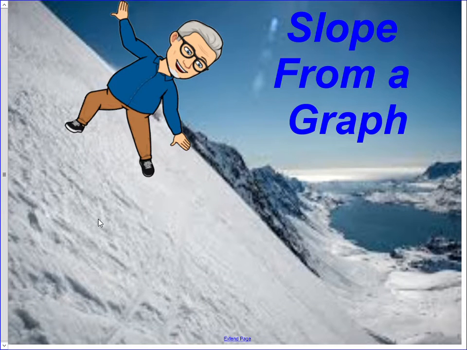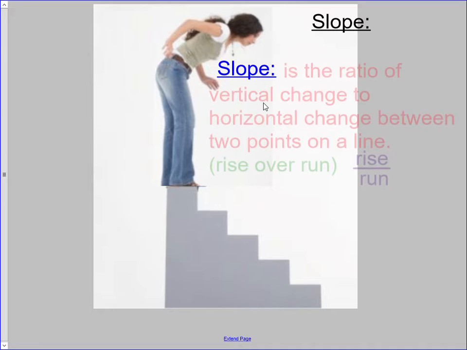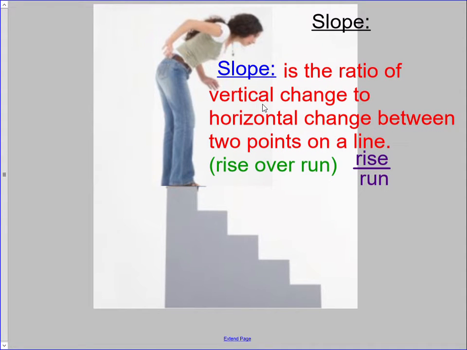Today we're going to talk about slope and how to count the slope if we're given a graph. So let's just review slope real quickly. Slope is the ratio of vertical change to horizontal change between two points on a line. It's written as rise over run, and usually in fraction form.